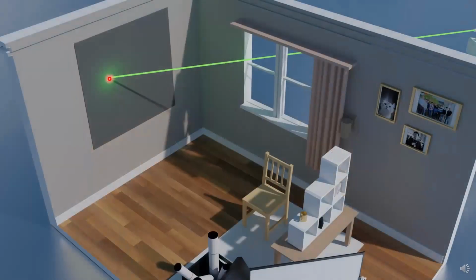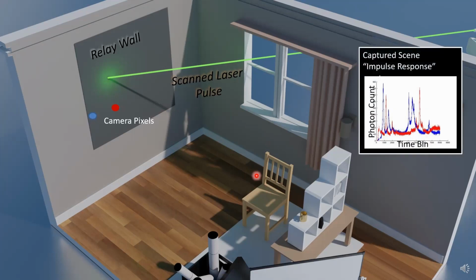And so the way we do that is we send a short light pulse onto a point on the wall. And then we have a camera that is also focused on the wall and images different pixels on the wall. Like, for example, this blue spot and this red spot, right? And then, of course, the light that's sent off this wall is going to travel off the wall. It can't really travel directly to the camera. It has to basically bounce off something else. So it's going to travel into the scene, bounce off parts of the chair or something else here, and come back.